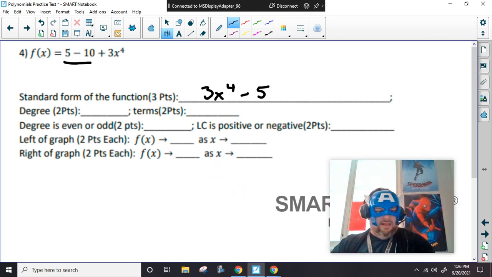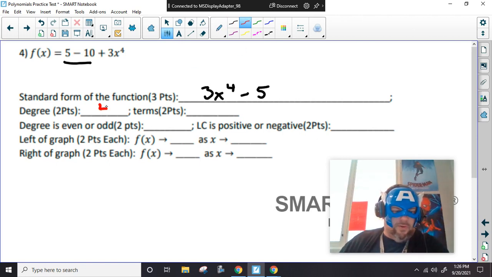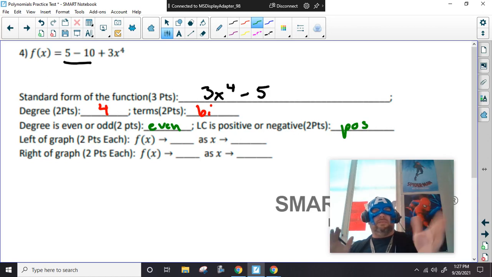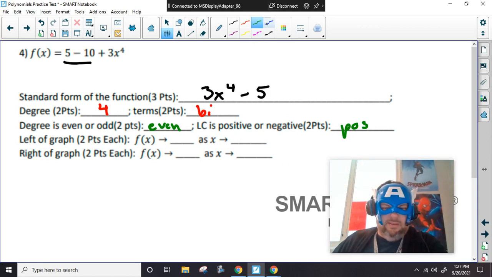Okay. All right. So you can actually combine these. We still have a 4th degree, or some people say quartic, but I'll have more students write 4. And then number of terms, this would actually be a binomial. This is even. This is positive. And I will try to vary it up a little bit more, with some leading coefficients being negative.